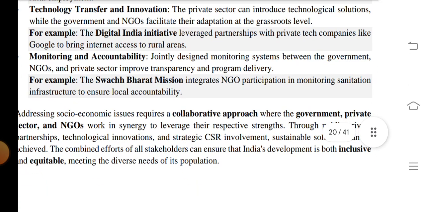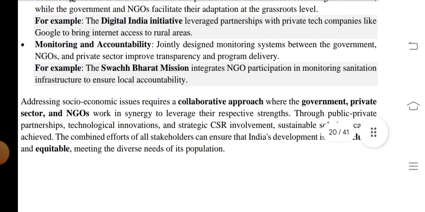Jointly designed monitoring systems between the government and NGOs. For example, the Swachh Bharat Mission integrated NGOs and participation in monitoring sanitation and infrastructure to ensure local accountability, addressing socio-economic issues.